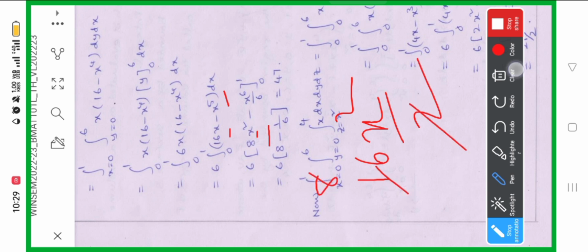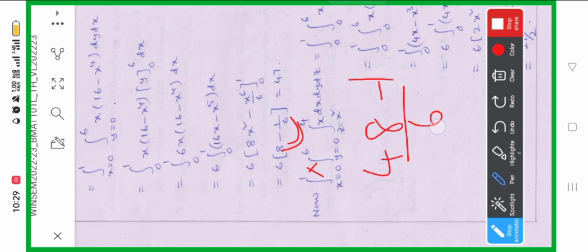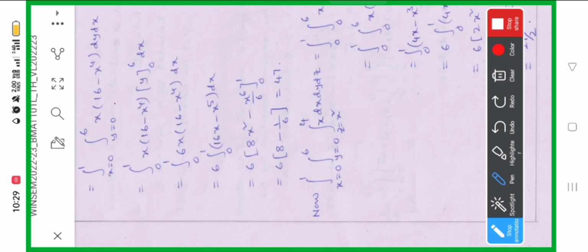Okay, now for this x to the power of 5, integrating x to the power of 5 is x to the power of 6 by 6. Now applying 1 as the upper limit, 1 square is 1 only, so 8, and minus, applying x equal to 1, we have 1 over 6. Now do cross multiplication, 8 6s are 48, 48 minus 1 by 6. The 6 is outside, the 6 gets cancelled, 48 minus 1 is equal to 47. That is the answer.